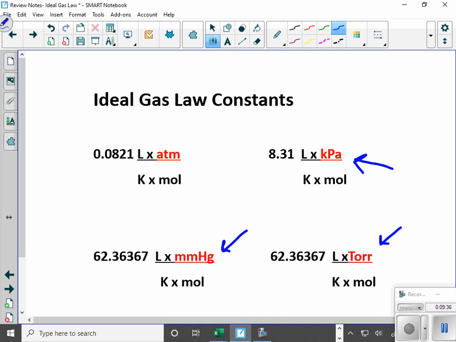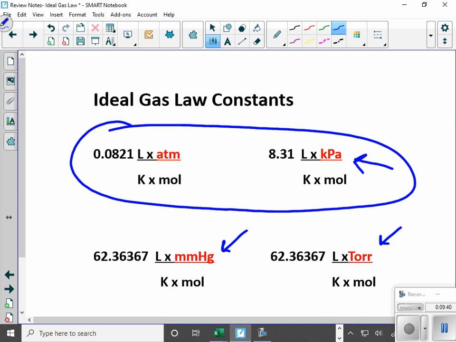Most of the time, we're going to be using one of these 2 values. This value down here, I know that we'll use for a lab coming up probably next week. So those are different constants that we have.